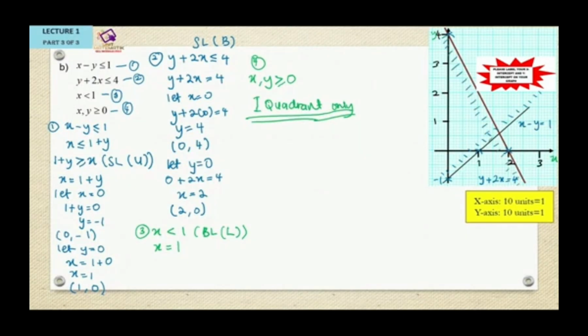Next, the third inequality is the vertical line x equals 1. Don't forget this is a broken line, because it is an excluded boundary line. So this is your x equals 1. Make sure you label your graph. And then the shaded region is on the left side. So this is the left side.